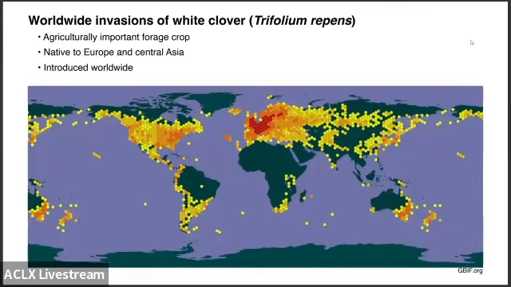So white clover is an agriculturally important forage crop that's native to Europe and Central Asia, that has been introduced to all other continents across the world except for Antarctica through human activity over the past approximately 400 years.